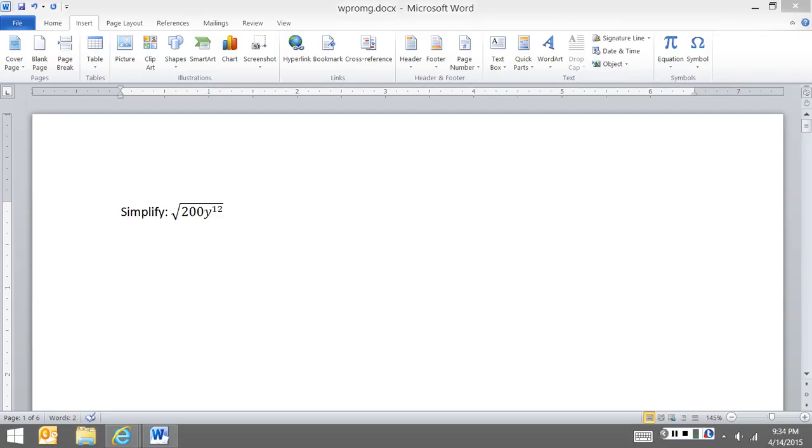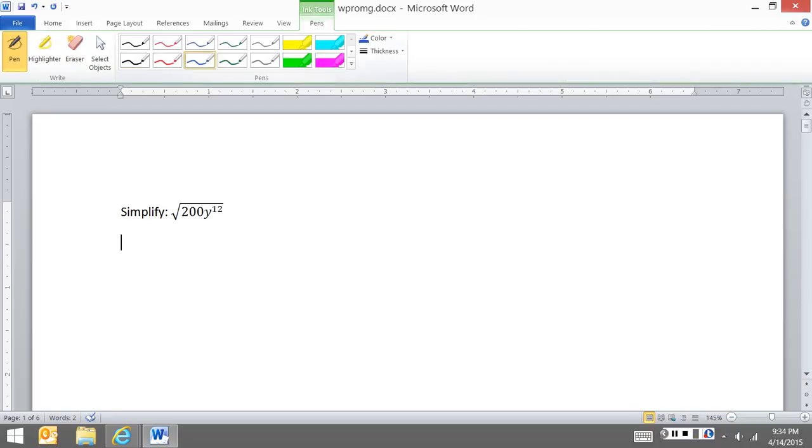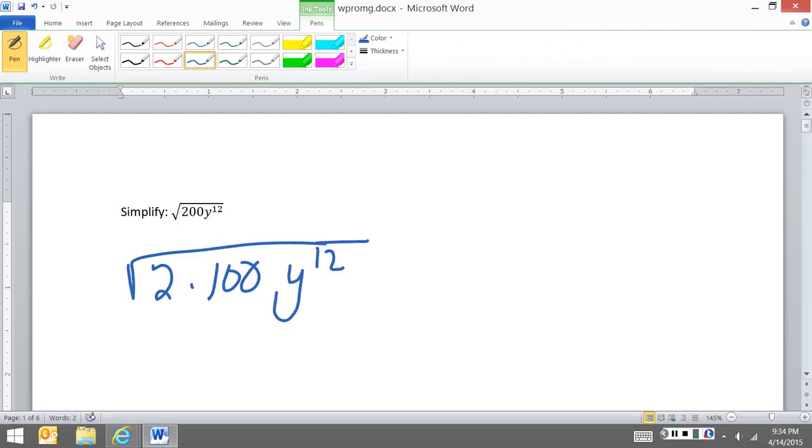So I'm going to rewrite this as 2 times 100 times y to the 12th. Now I've got the coefficient divvied up, so I've got my perfect square separated. What about my y to the 12th? Is this a perfect square? Well, the exponent is even, so therefore, yes, it is a perfect square.